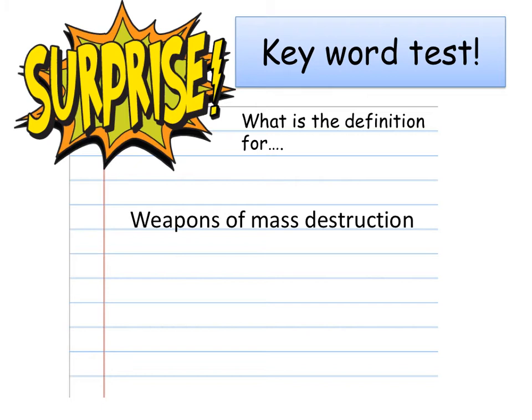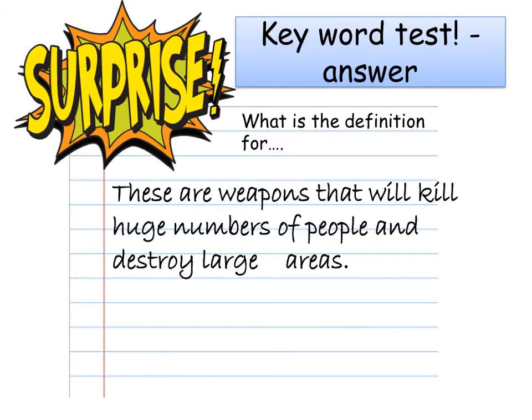Time for another keyword test. Write down the definition of weapons of mass destruction. Weapons of mass destruction are weapons that will kill huge numbers of people and destroy large areas.